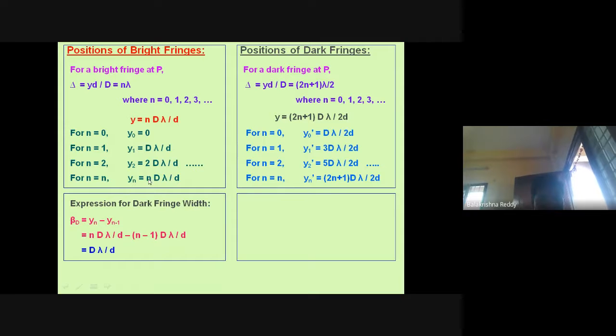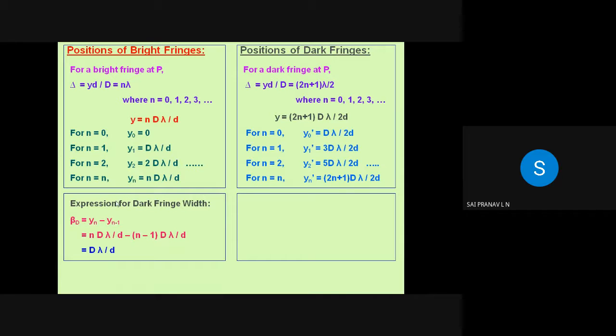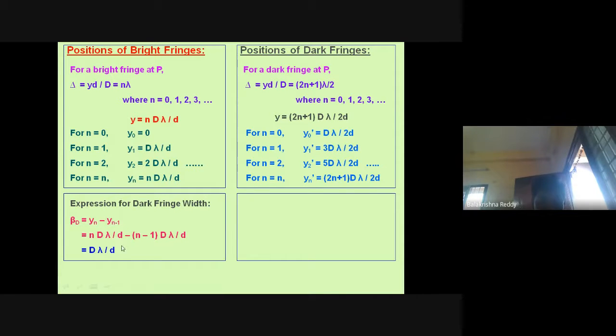If I take the (n minus 1) bright position only, I should not take the dark position here, because I need to get the dark fringe width. So the difference between two bright fringes gives the dark fringe width for me. That's why I have to use here (n minus 1) D lambda by small d. After subtraction of these two, the fringe width is D lambda by small d.